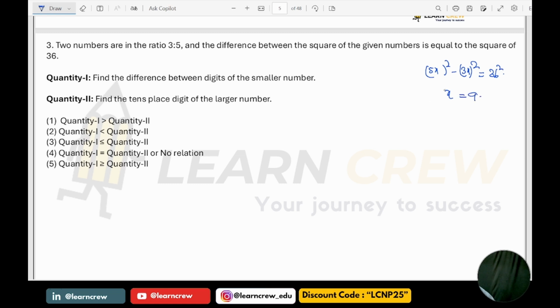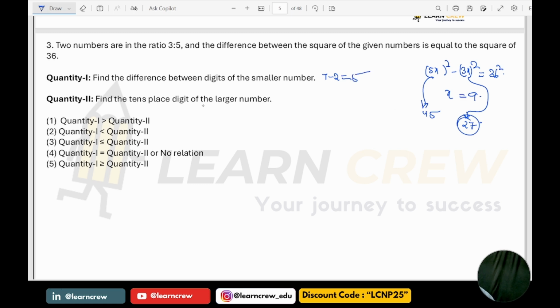So those numbers are 45 and 27. Find the difference between the digits of the smaller number. So how much are you going to get here? 7 minus 2, the smaller number is 27. 7 minus 2 is 5.